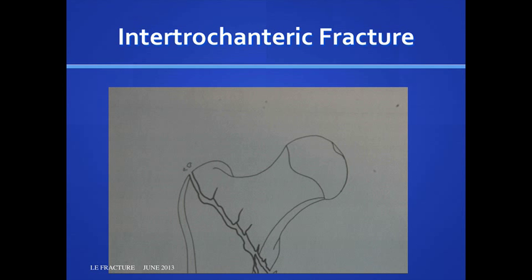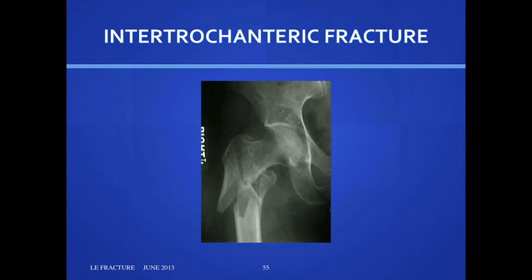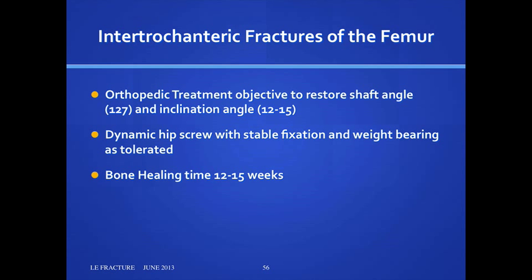How about intertrochanteric fractures? We're moving distally down the femur. A little challenging orthopedically because they try to restore the shaft angle. Think about it: if you do not restore that shaft angle of the femur, what's going to happen? You're going to have a change in the alignment of the lower extremity for ambulation. You're also going to have a change in the length relationship with the abductor muscles.